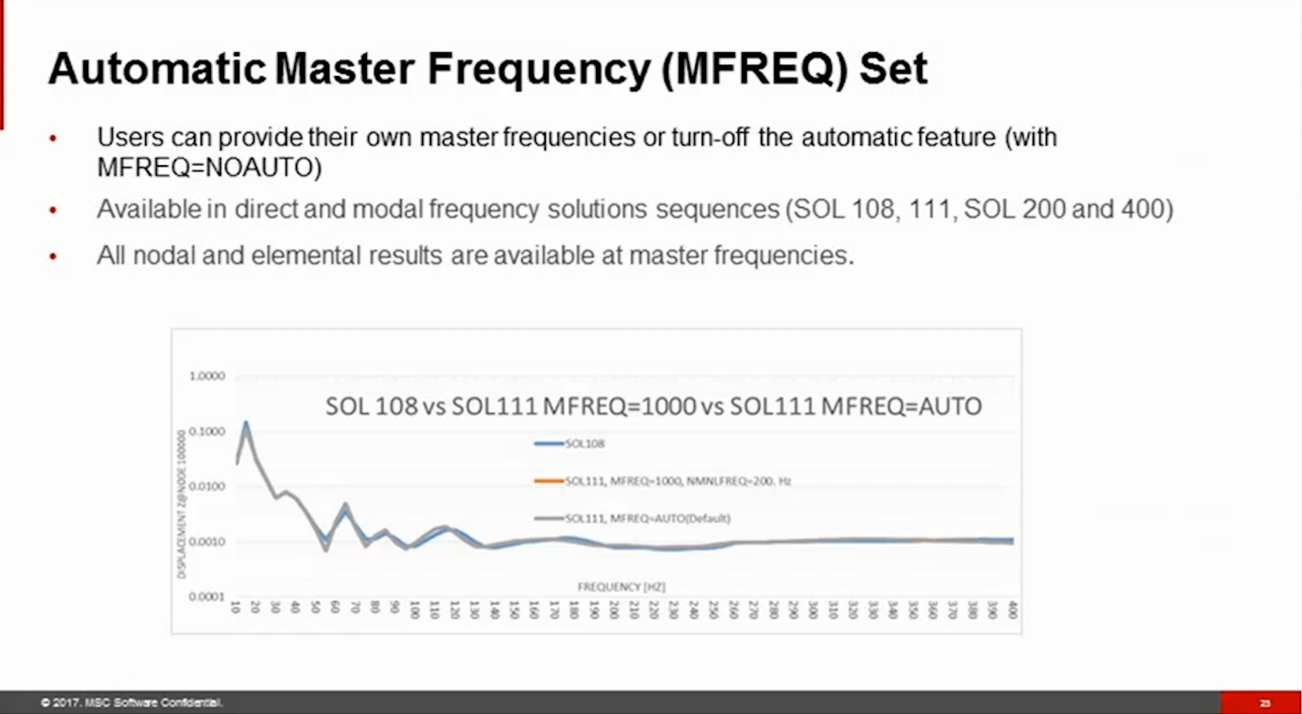So you can see here that the user can decide to define their own master frequencies or use the automatic feature. So it's up to you. And this is available in both the direct and the modal frequency solutions. Here we can see in the graph that the solution with M-freq equal auto, which defines it automatically, and the solution with M-freq equal to 1000, where the user defines, both agree with the solutions that we got from the SOL 108 direct frequency response analysis. So the results are pretty good in comparison.